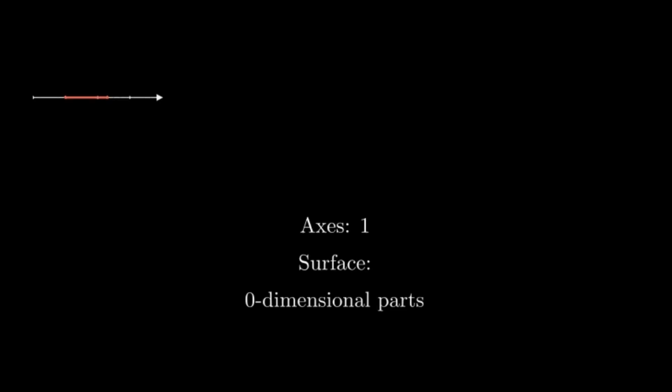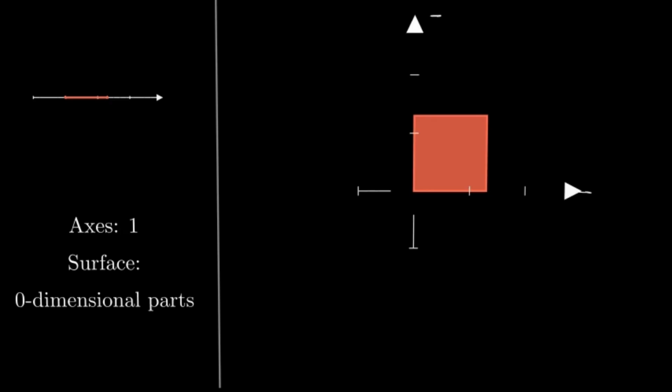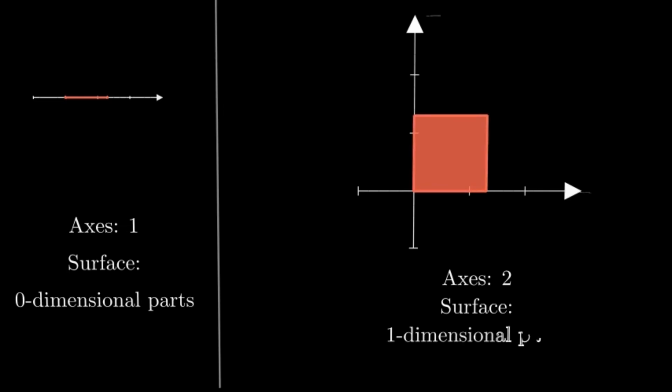Let's start by considering a line segment. It lies on the number line in a one-dimensional space. Its boundaries, its start and end, are zero-dimensional points. A square lies on a plane, a two-dimensional space. To map out points on the square in this space, you'll use two perpendicular axes, one to represent each dimension, the x-axis and the y-axis. The boundary of the square is formed by these one-dimensional lines. It also has zero-dimensional vertices.